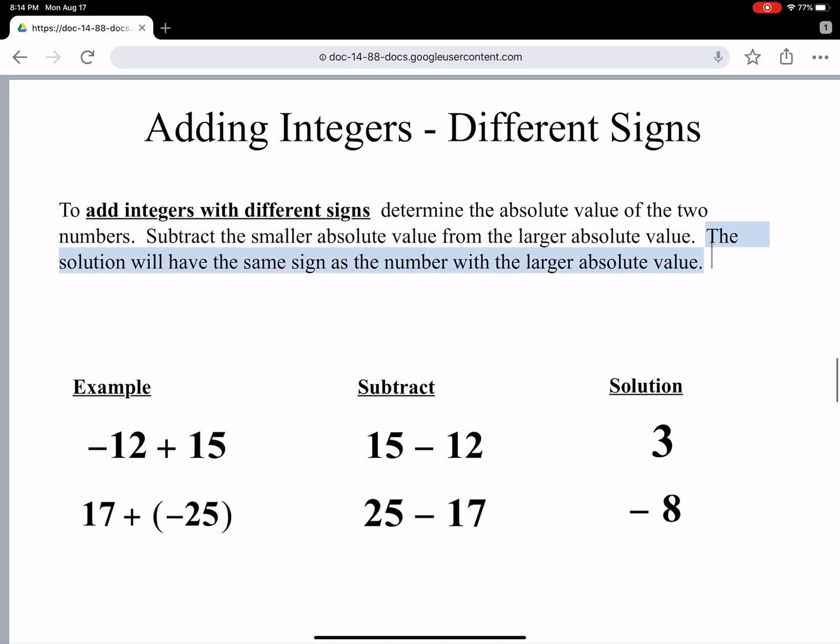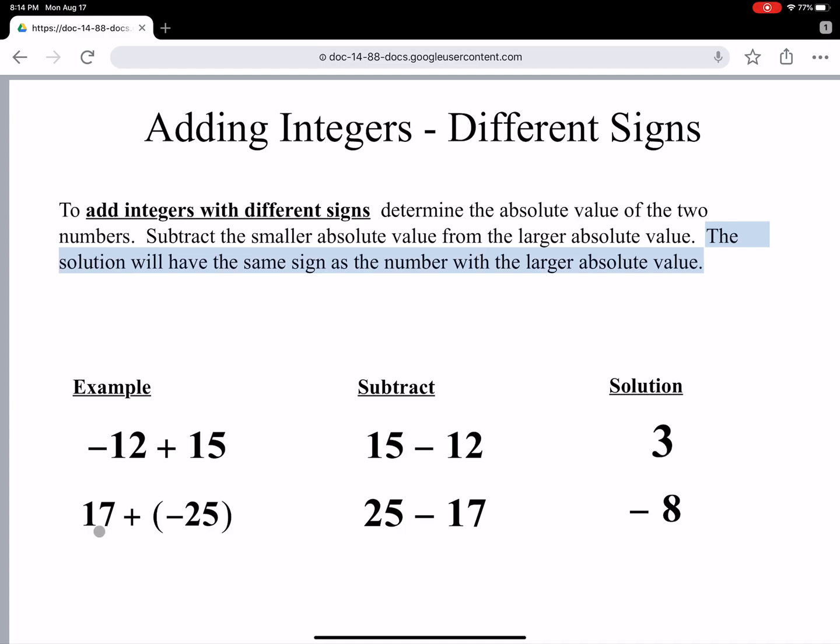Notice what the last line says. It says the solution will have the same sign as the number with the larger absolute value. Well, which one had the larger absolute value? -12 or 15? 15 did. It was the first number we used in our subtraction. It's positive, so this is going to be +3.